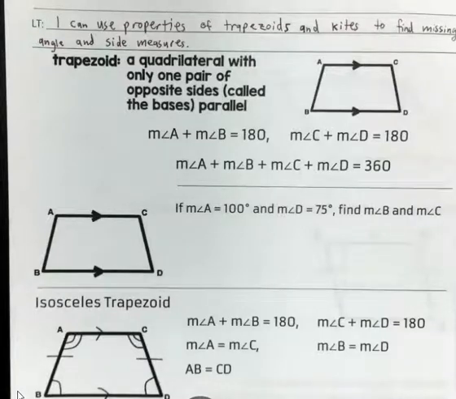Trapezoids and kites are also quadrilaterals. This whole unit will be learning about quadrilaterals. Quadrilateral just means that it's a shape that has four vertices.